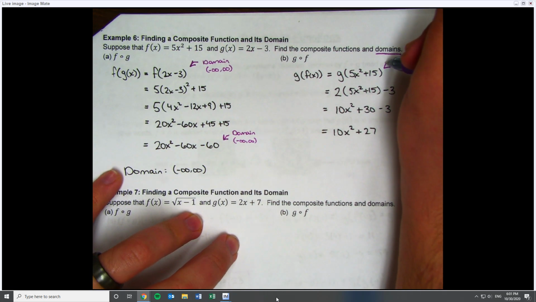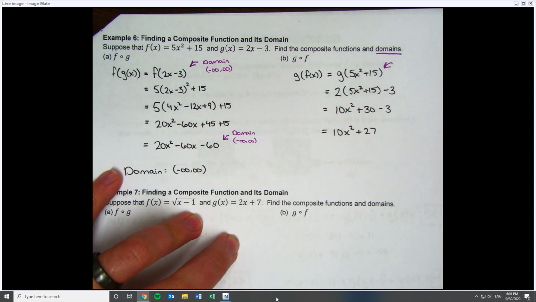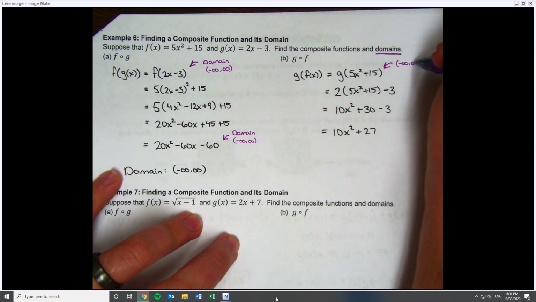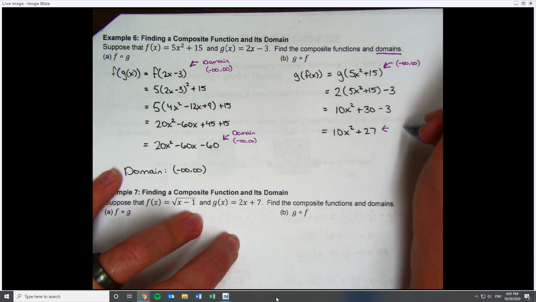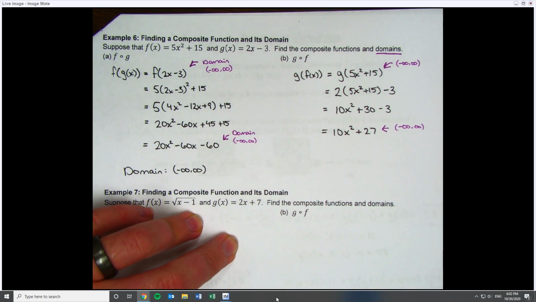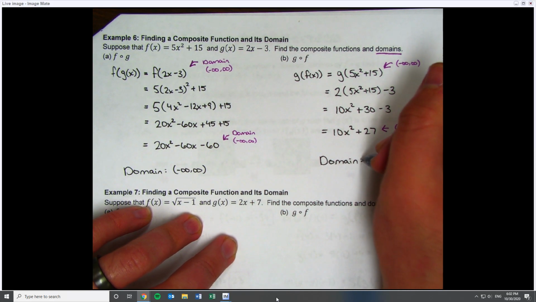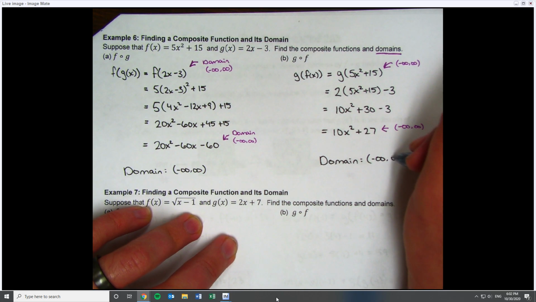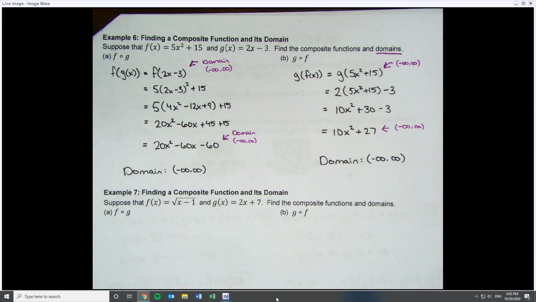And now looking at the domains, I see for the inside right here, I don't have any square roots. I don't have any fractions. I get negative infinity to positive infinity. Right here, same situation. So my final domain on this one will be negative infinity to positive infinity, because I don't have any contradiction between these two. Okay, that's how you do it for those.